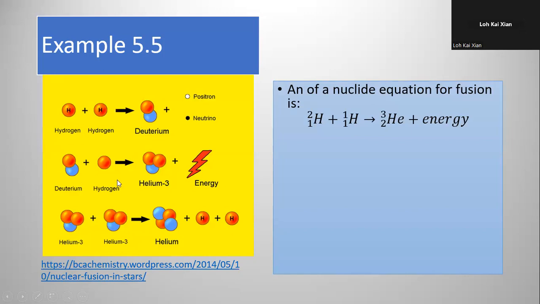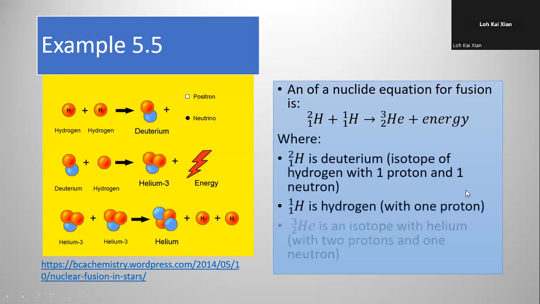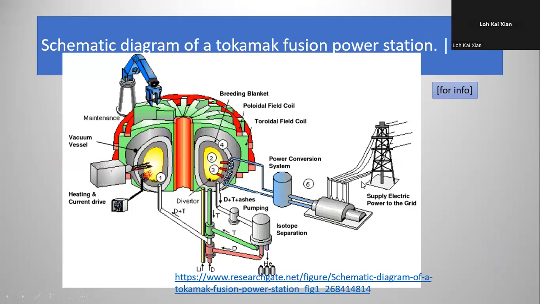So instead of drawing every time, deuterium reacts with hydrogen to produce helium-3 plus energy. We will write the nuclear equation. This is deuterium, this is hydrogen, this is helium plus energy. Okay with that? Stop me if you are not sure or have anything to ask. Make sure you know how to write the equation.